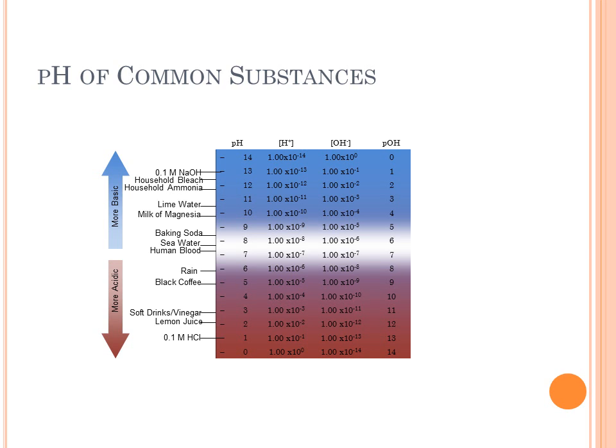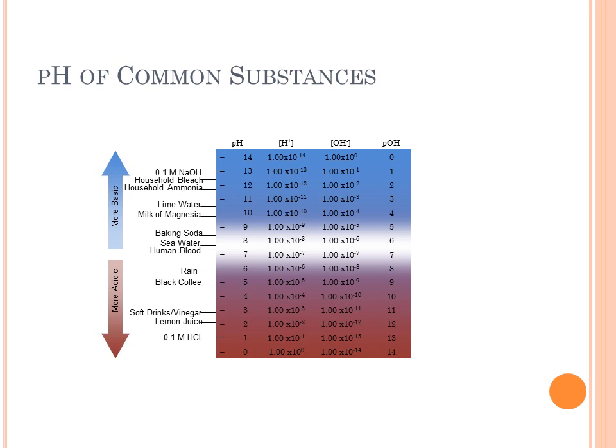But you can see 0.1 molar sodium hydroxide comes in at a pH of about 13. Household bleach, maybe about 12.5. Ammonia, a little less than 12. Lime water, close to 10.5. Milk of magnesia, slightly less than 10. Baking soda, maybe 8.5. Seawater, a little less than 8.